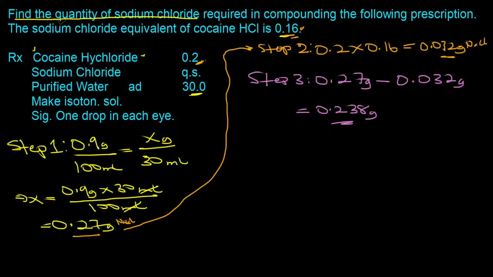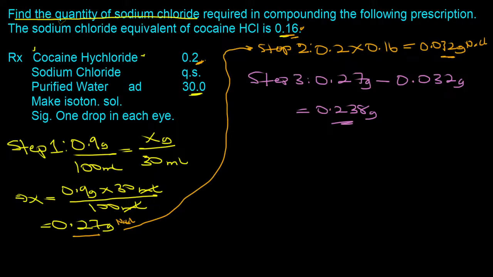So there are 3 things you should know. A solution can be hypotonic, which has less solute. It can be isotonic, which is the same osmotic pressure as bodily fluids, or it can be hypertonic, which has too much osmotic pressure or too much solute in there. We always want to aim for something isotonic, especially when you are preparing ophthalmic preparations or injectables.